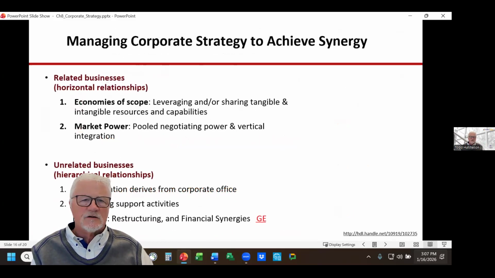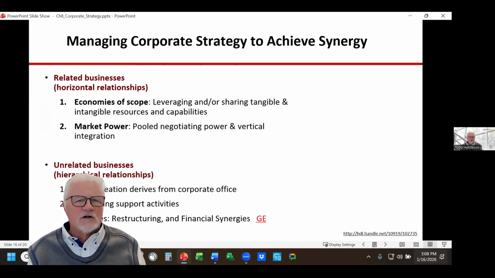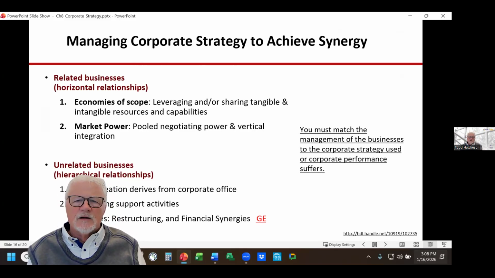Related businesses, horizontal relationships, can take advantage of economies of scope, leveraging or sharing businesses. They can also take advantage of market power. They have pooled negotiating power, vertical integration typically. Unrelated businesses, the value creation derives from corporate offices.